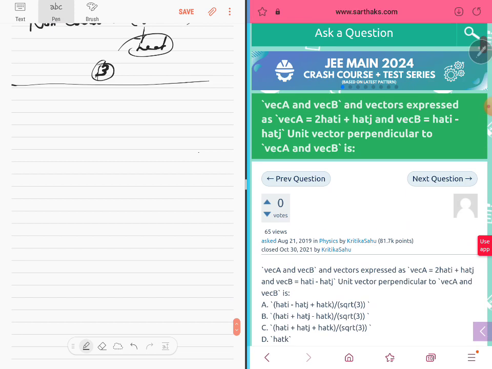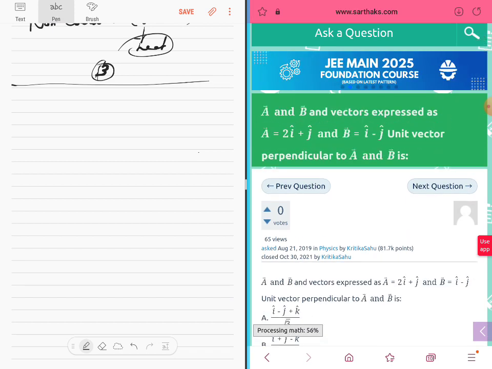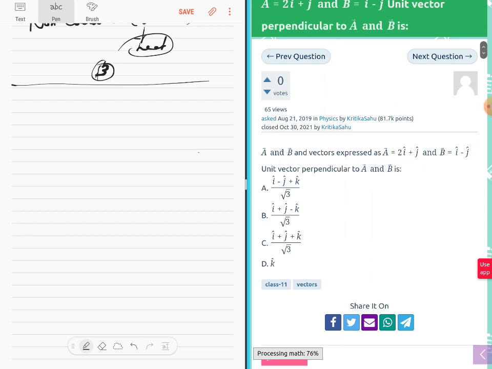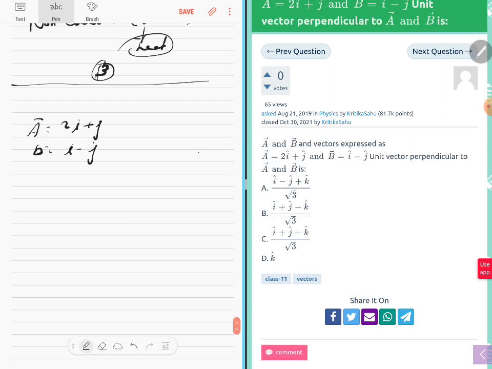Let the question come out clearly. It's not clear. Yeah. So let A and B be the vectors, where A vector is equal to 2i plus j and B vector is equal to i minus j. You have to find a unit vector perpendicular to both A and B. You just have to cross them, right?